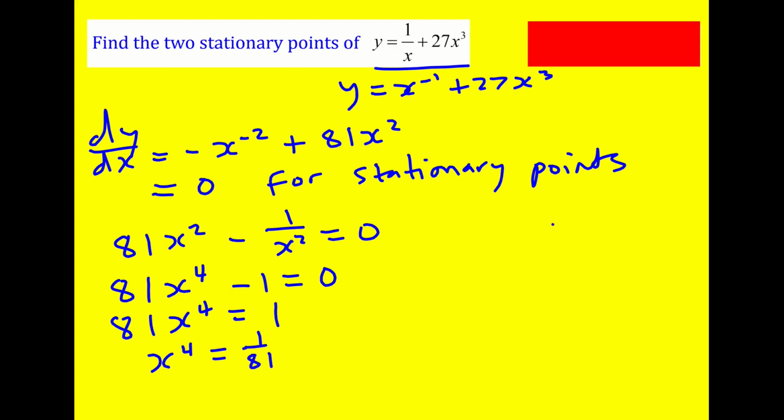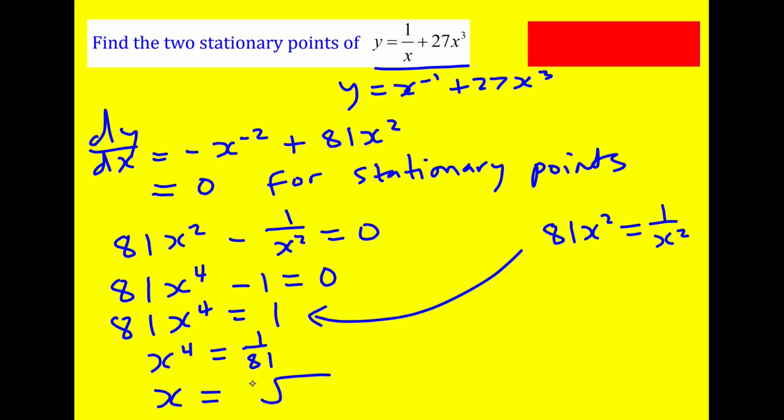You might prefer to do it this way. You might like to set these things equal to one another first and then multiply through by x squared, and then that will take you directly to here. That's absolutely fine. I've just done it this way. And then we can work out x by taking the 4th roots of 1 over 81.